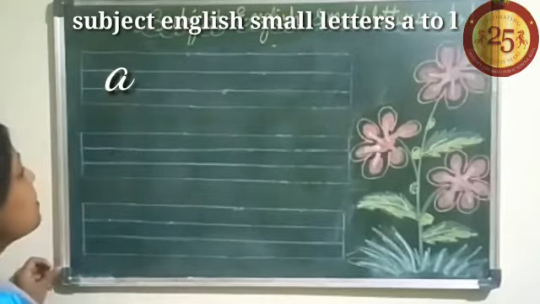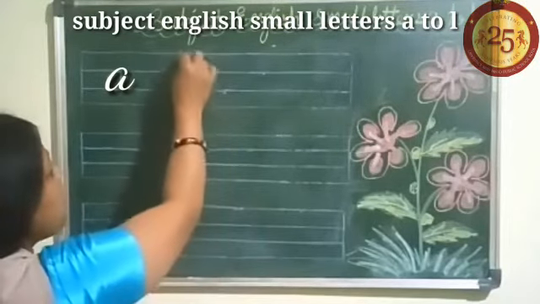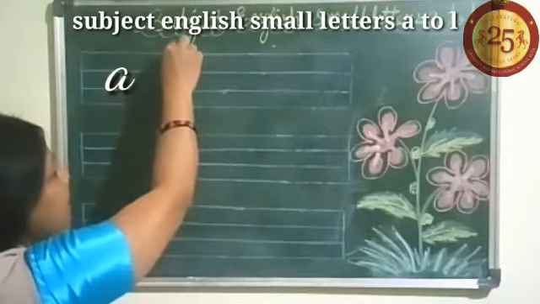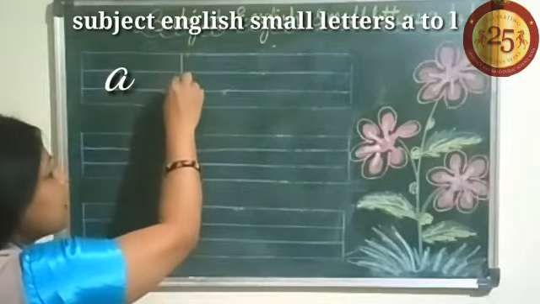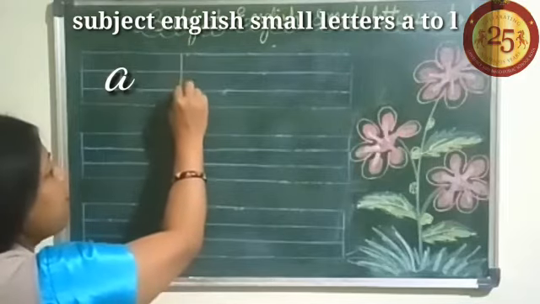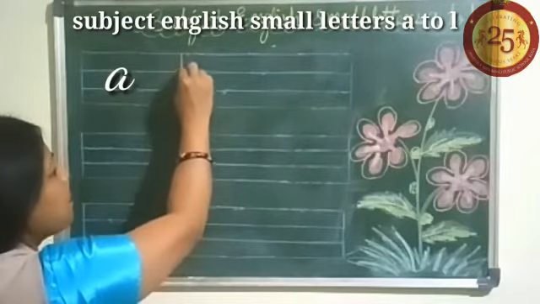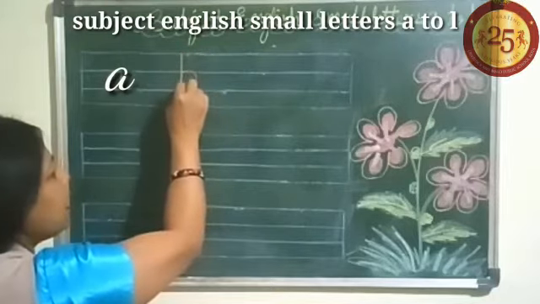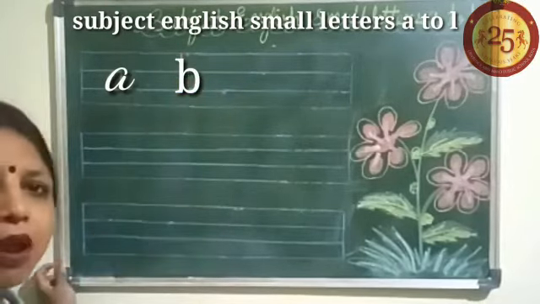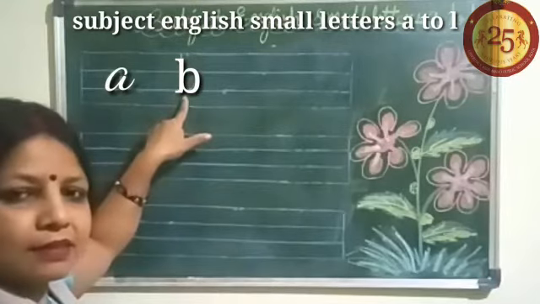Now next is small letter B. Put your pencil here on this red line. Come down with the standing line, red line to blue line, like this. Again, go up, touch the blue line and make a half curve like this. This is small letter B.